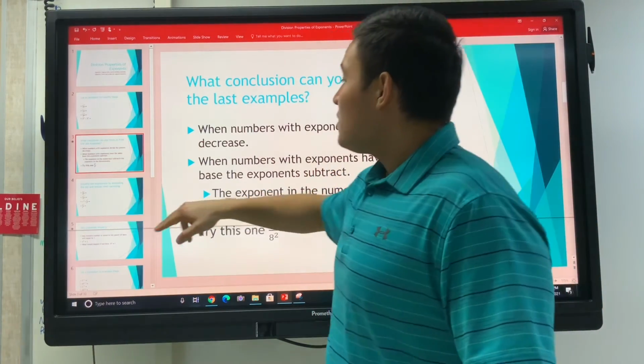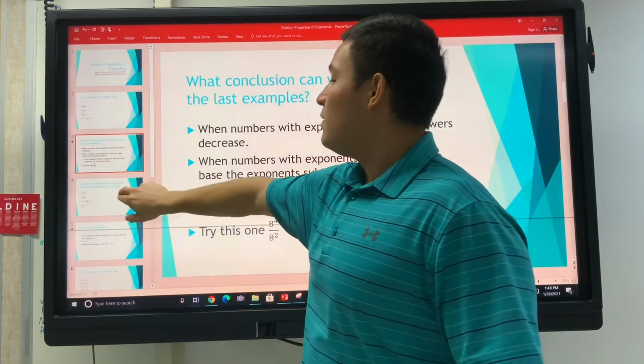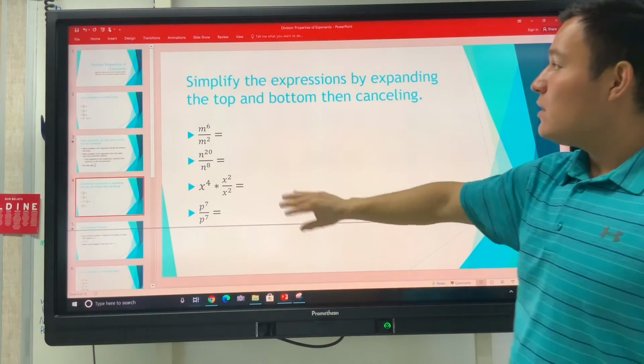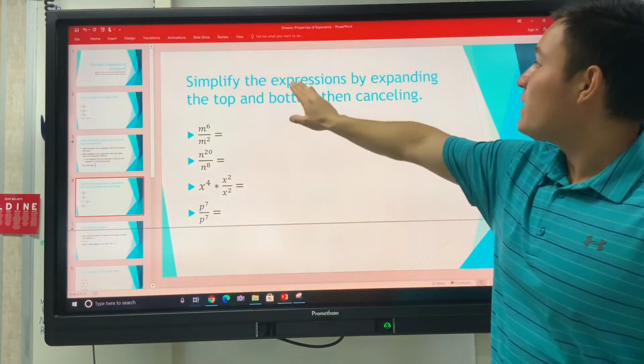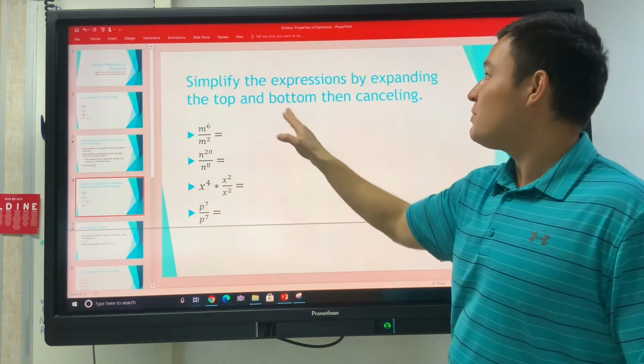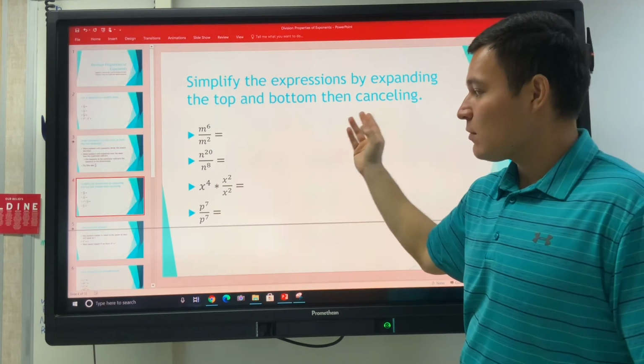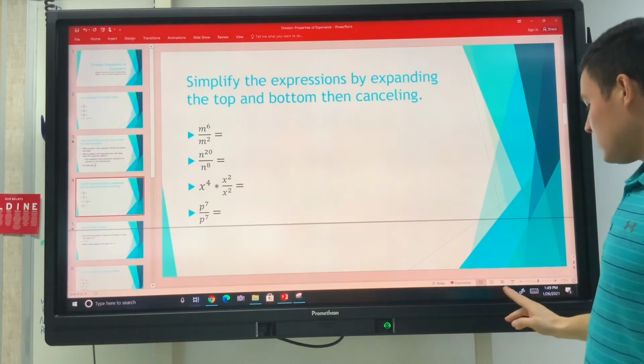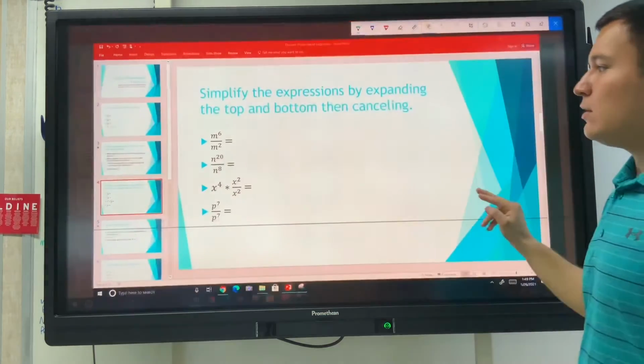So now let's do a couple more examples. I want you to do these examples. You can start off by expanding them, the top and the bottom, and then canceling. But by the end, you could just do the subtraction. Or you could do both.